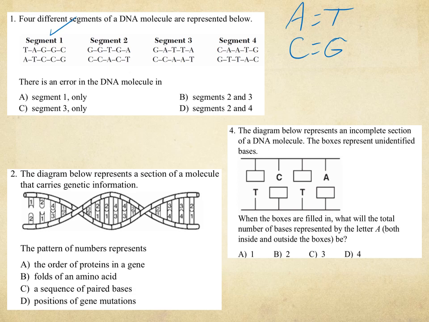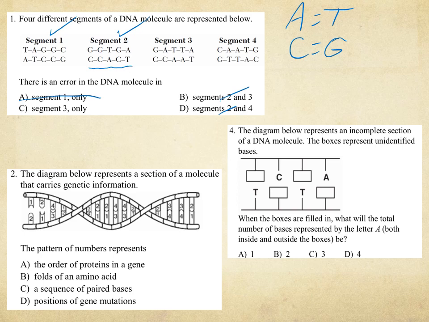In segment 2, I see a G with a C, a G with a C, a T with an A, G with a C, and an A with a T. That also looks fine. That's not going to be our answer there. Looking at my multiple choice answers, segment 1 is not an error, so I'm going to cross that choice off right there. I now know that segment 2 does not have an error, so I can actually get rid of both these choices right here, and it sure looks like segment 3 is going to have to be my answer, but let's double check that.